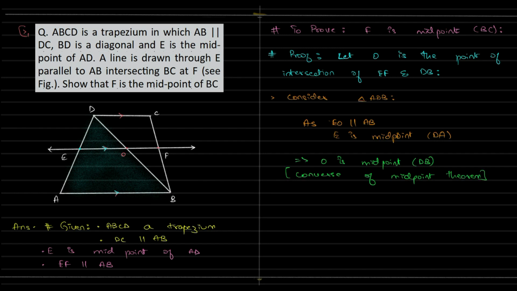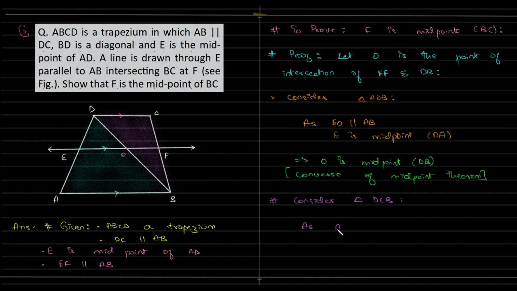Okay, so the next part is quite simple again. So think about what we have to do. We have proved that O is the midpoint of DB. Consider this triangle. What can we say about it? Consider triangle DCB. Here we need to talk about EF being parallel to DC.